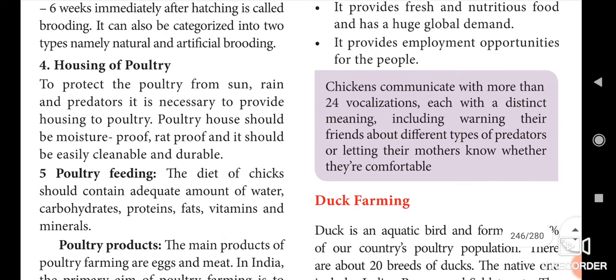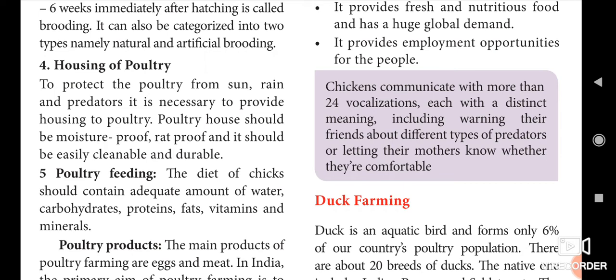Then see the box. Chickens communicate with more than 24 vocalizations, each with a distinct meaning, including warning their friends about different types of predators or letting their mothers know whether they are comfortable.